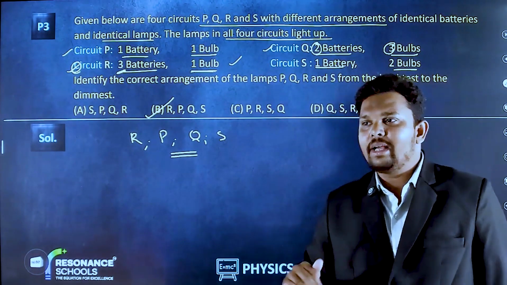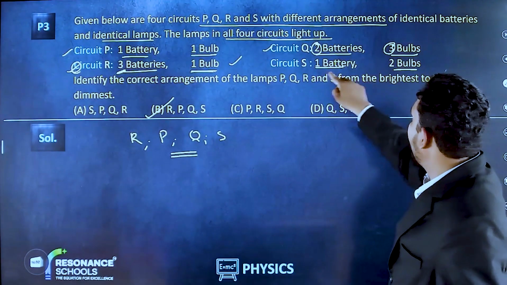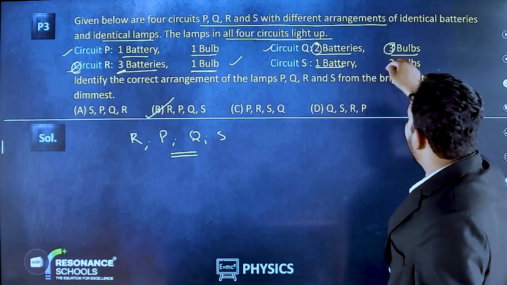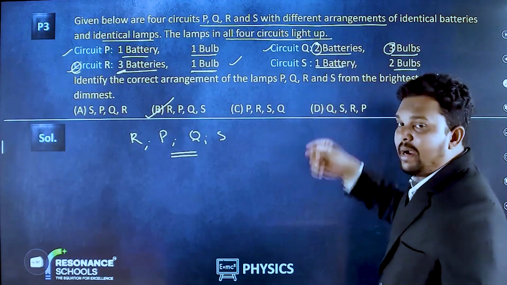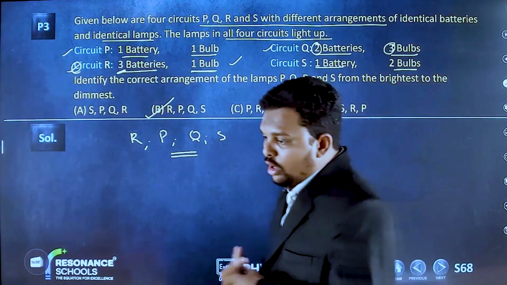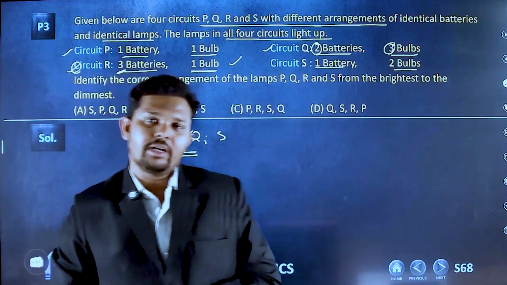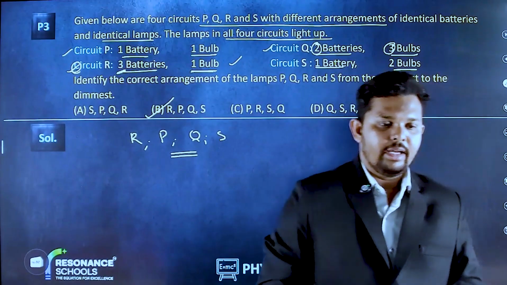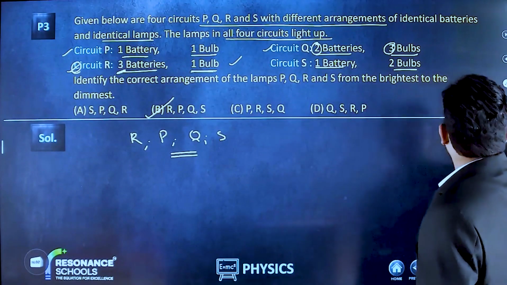You might be comparing here with respect to the factor of 1 battery 2 bulbs and 2 batteries 3 bulbs. More batteries have the possibility to give you more EMF, where there is a possibility of the bulb to glow more. That is the point. I think you got your point. Okay, let's go for the next question.